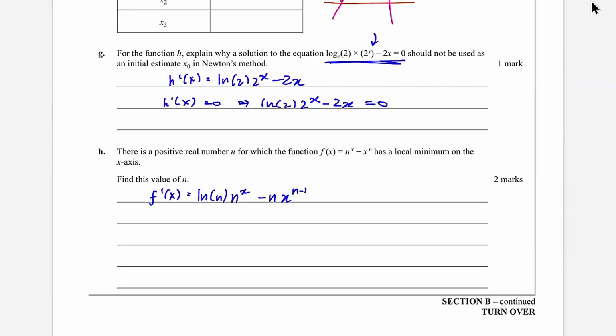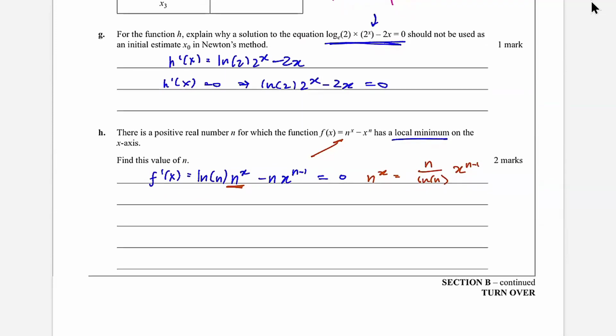And then if it's going to be a local minimum, we can equate the derivative to 0. And then what I'm going to do is isolate n to the power of x, because we have n to the power of x here. So we can get that n to the power of x is going to be n divided by ln n, x to the n minus 1.